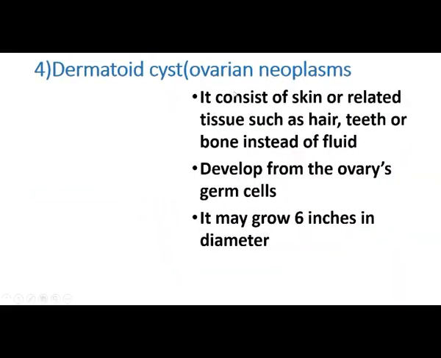Next is the dermoid cyst, an ovarian neoplasm. From the name itself, dermis meaning skin, we can understand that it consists of skin or related tissues such as hair, teeth or bone instead of fluid. It develops from the ovary's germ cells and may grow up to 6 inches in diameter.